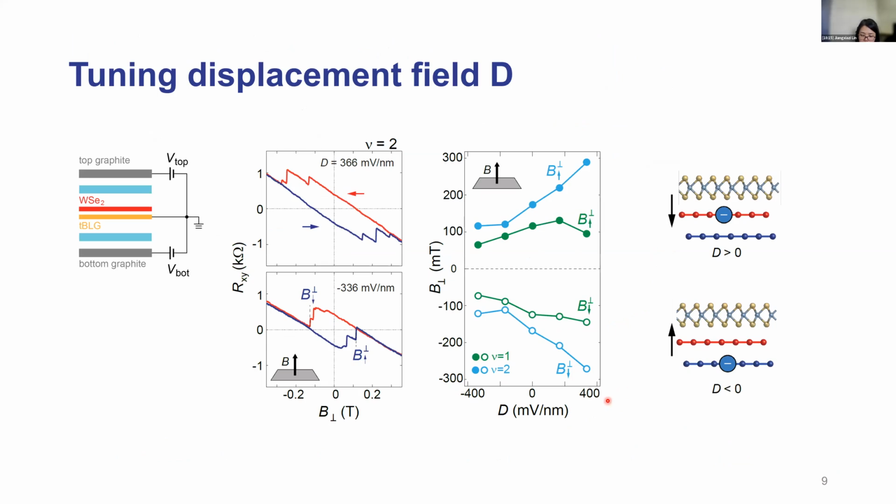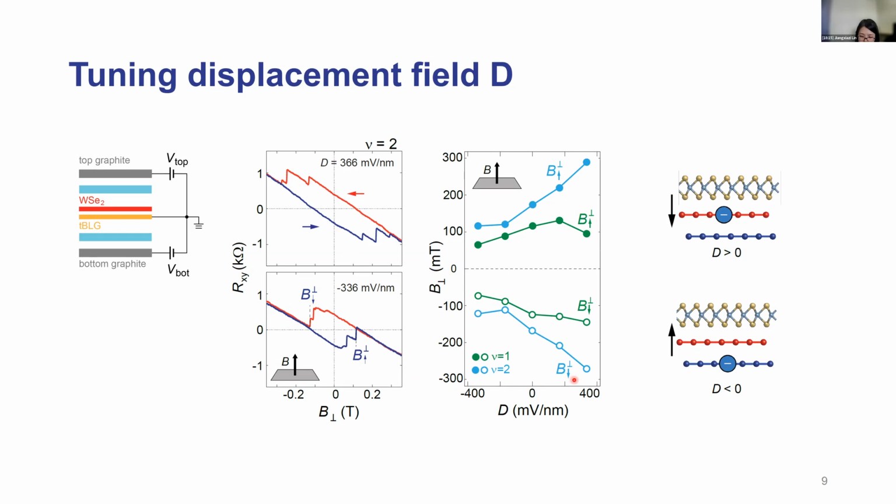Next, let's look at the effect of a vertical displacement field. Thanks to our dual-gated device geometry, we can tune the carrier density and the displacement field individually. Here it shows the perpendicular field-induced hysteresis loop at half filling. The two panels are taken at the same density, but at different D fields. You can see the loop is bigger at positive D and smaller at negative D.